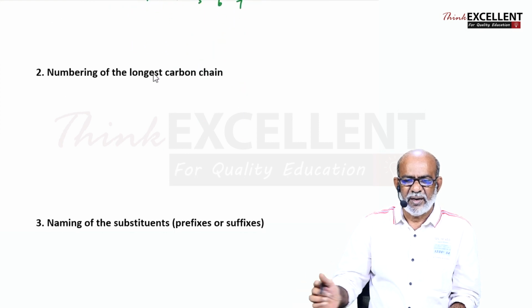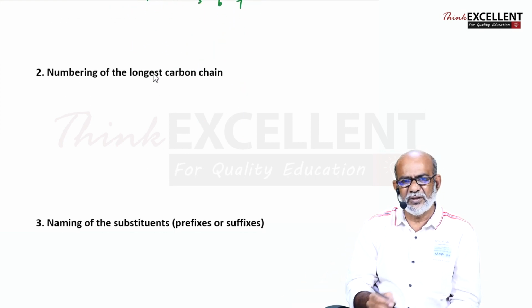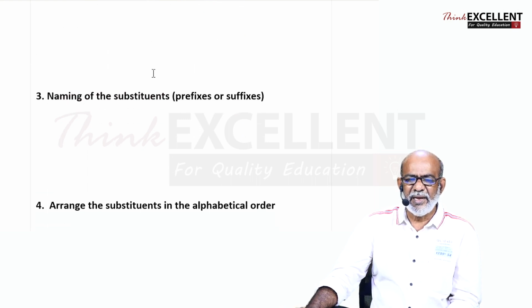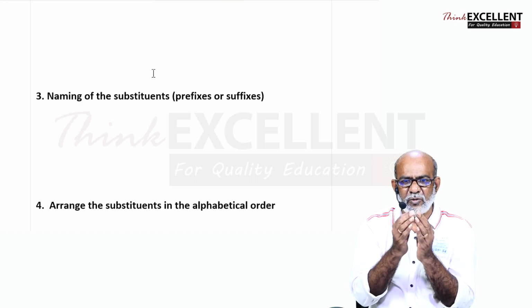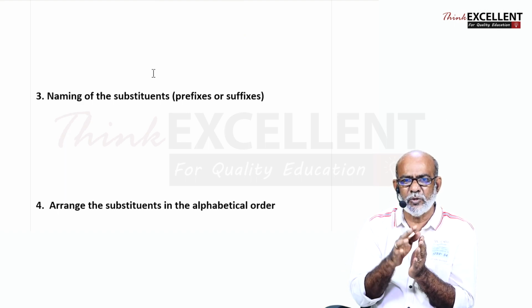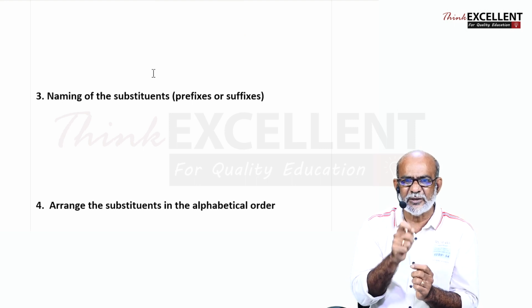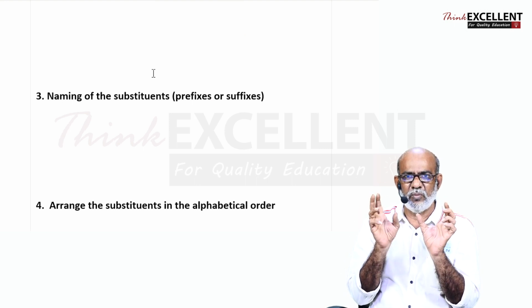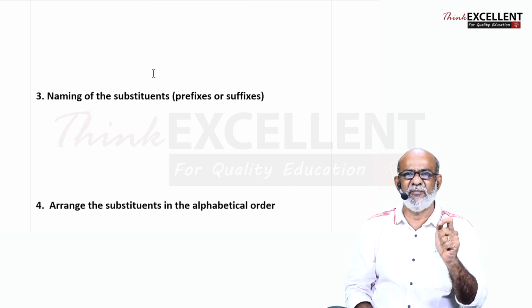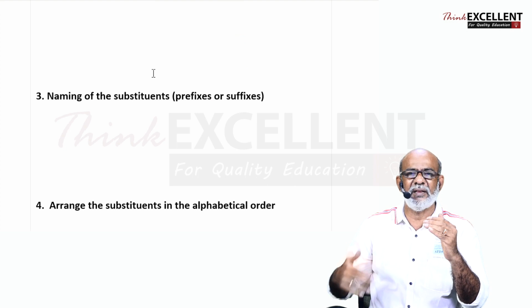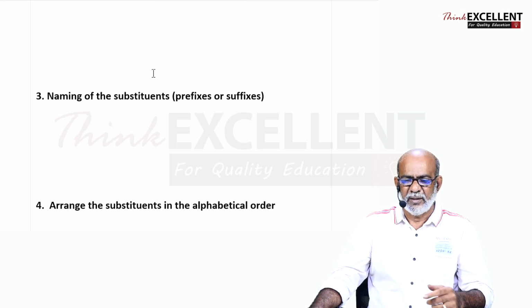Next, numbering of the longest carbon chain. This is the way to number the longest carbon chain. Then naming of the substituents. First you have to find the substituents. I told you, if two functional groups come, you have to find which comes as prefix and which comes as suffix, according to the priority. That priority you have to learn by heart.